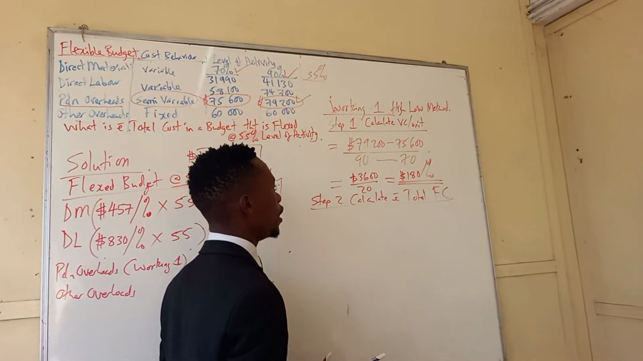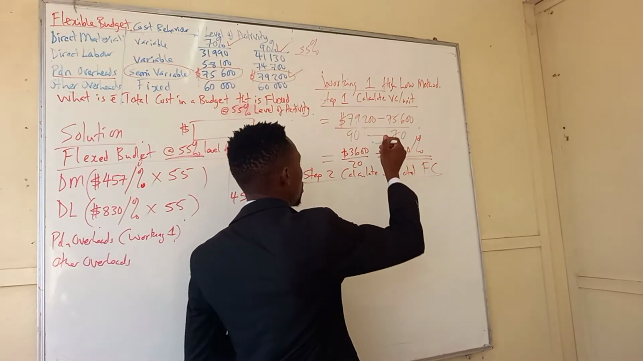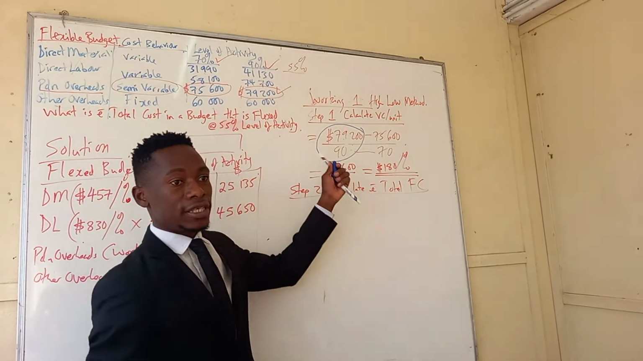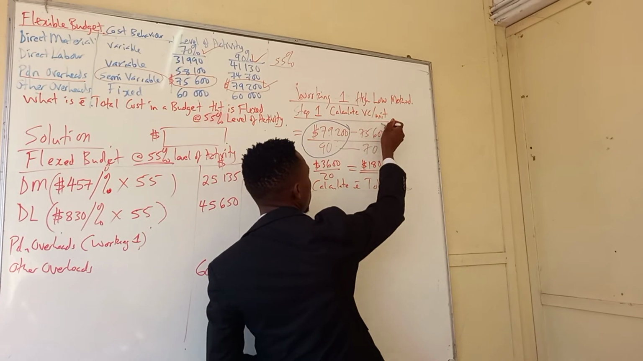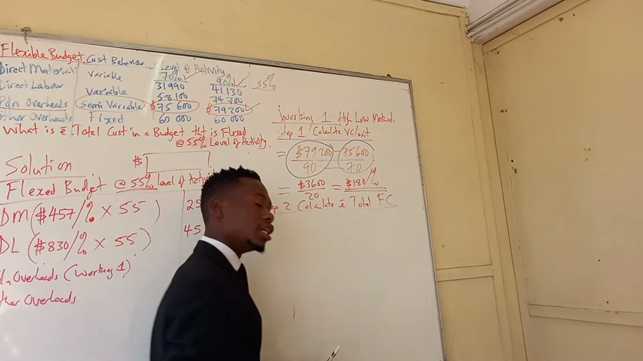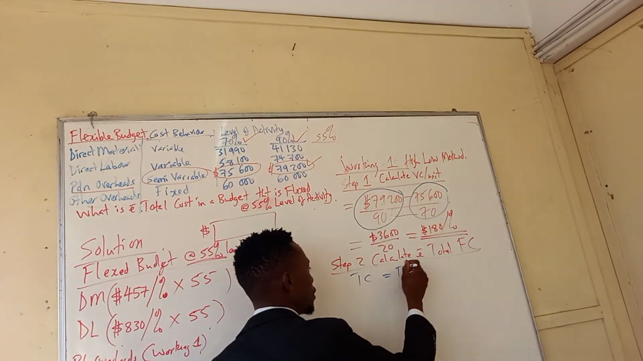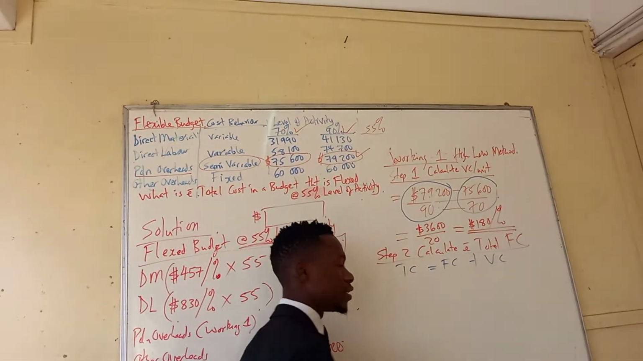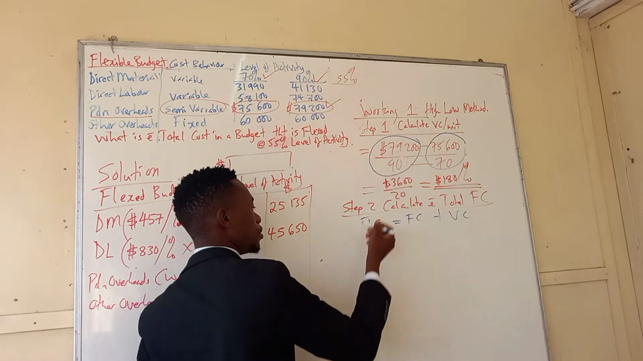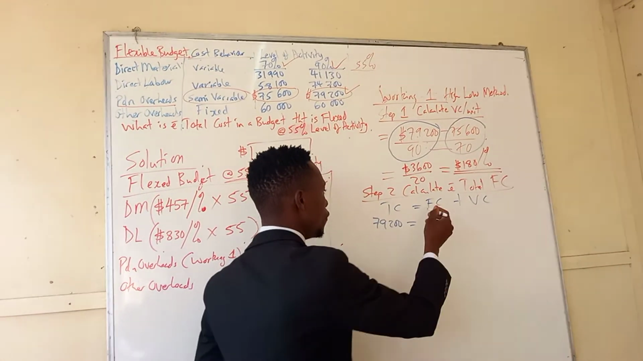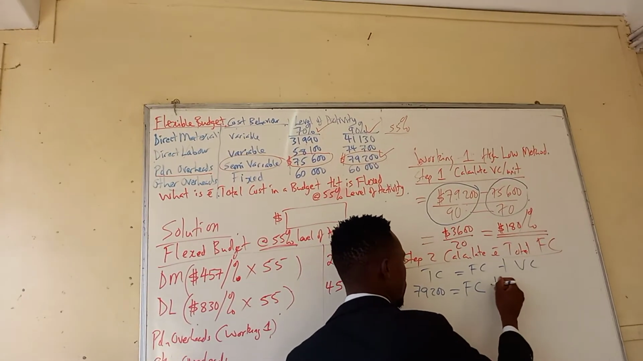Right. Then you choose. If you want to use this cost, you then use this activity level. If you want to use this cost, use the activity level. It gives you the same answer. So let me just write the formula first. TC is equal to FC plus VC. Total cost, let me use this. 79,200, you are now substituting. Then you want to calculate the fixed cost FC plus.